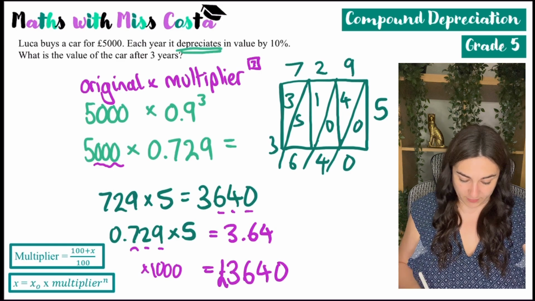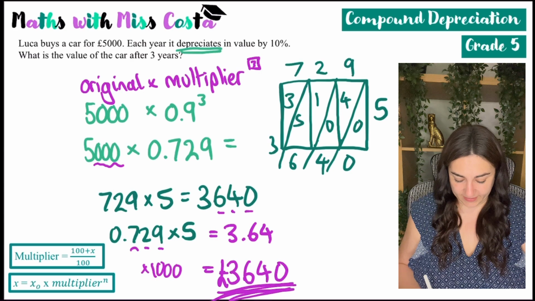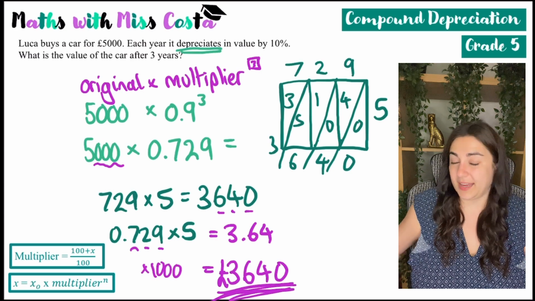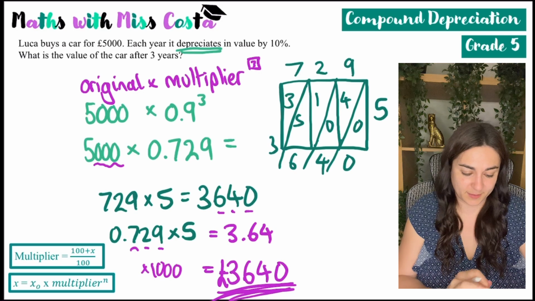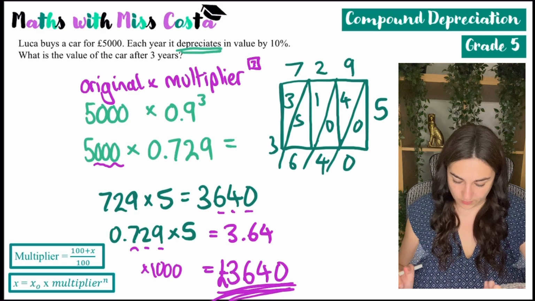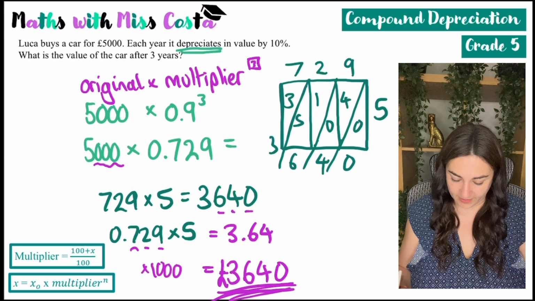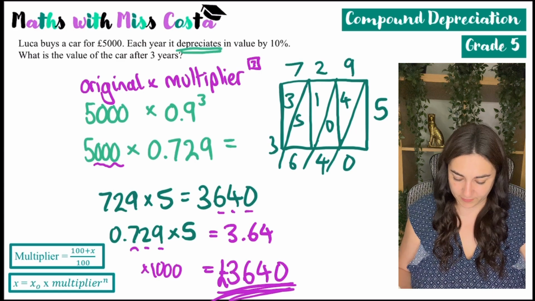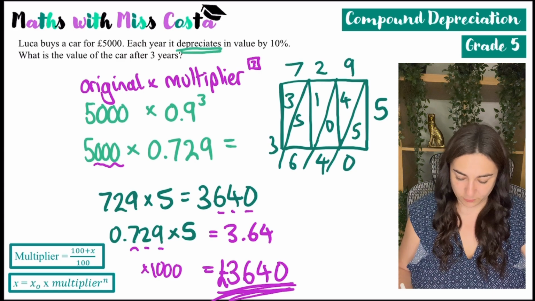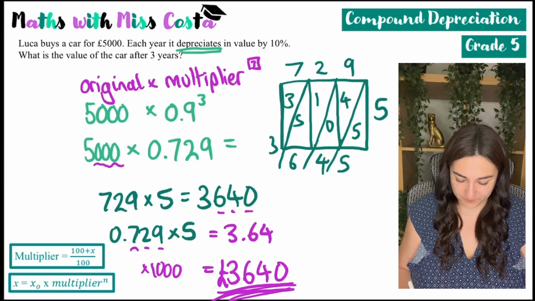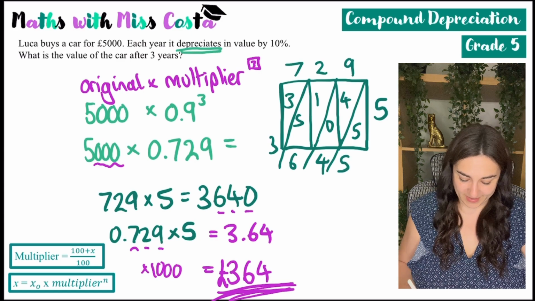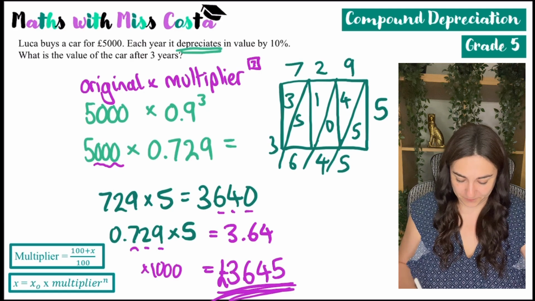So what is the value of the car after 3 years? It's 3,640. And again, if it was a calculator paper, you'd literally just type in 5,000 times by 0.9 cubed, and then you get your final answer. I also just realized I said that 9 times 5 is 40, when it's not, it's 45. So this should be 5. That's embarrassing. But hey, we all make mistakes.